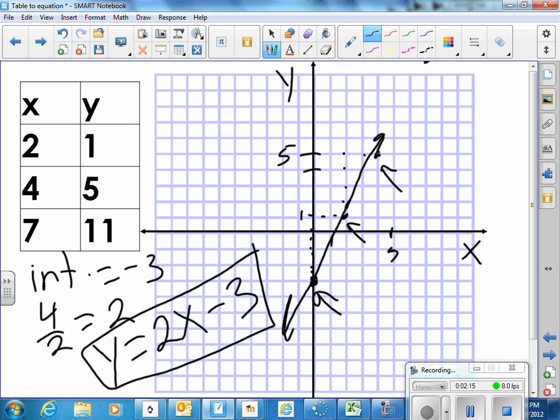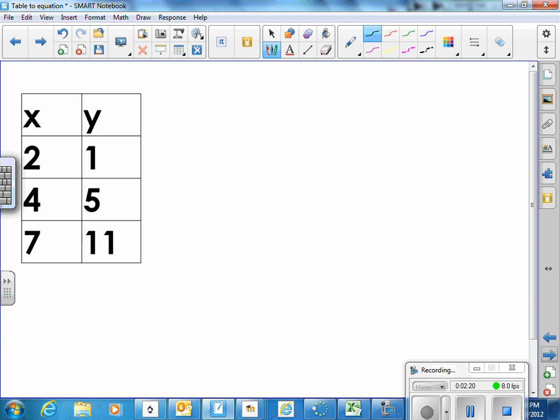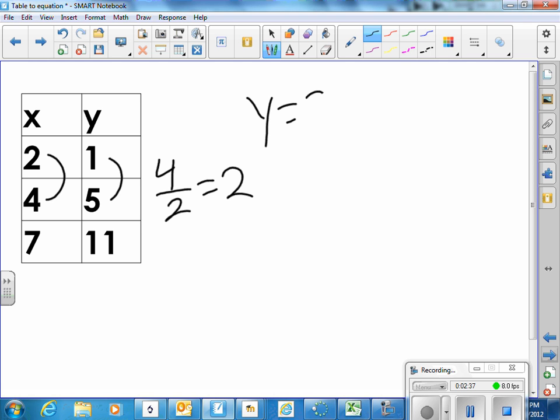That's a graphical way of finding the equation for a line. There is a mathematical way. Let's do that one. So the difference between 5 and 1, 5 minus 1, is 4. The difference between 4 and 2, 4 minus 2, is 2. 4 divided by 2 is 2. So I know y equals 2x plus something. Then I can plug in one of those points. The easiest point is probably 2, 1.